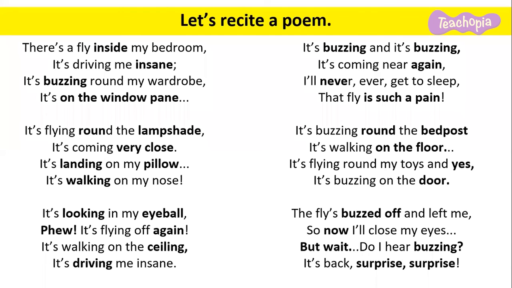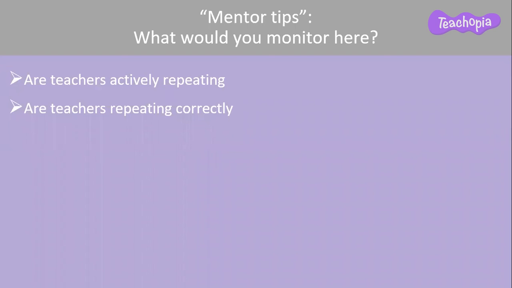Here is how we show emotions through our voice modulations with every punctuation mark that is given in a poem. And that is how a poem recitation is quite different from the way a story or a text is read. Now, what would you monitor during this listening activity?